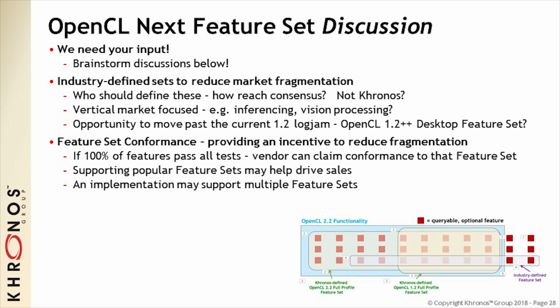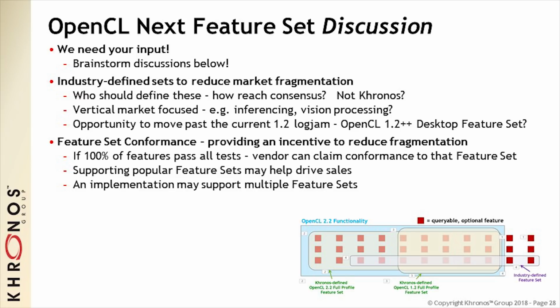We see there are some vertical opportunities. The ones that we're already thinking about are in the embedded space that I mentioned. Perhaps this is also a mechanism that we can use to get past the 1.2 logjam. If the desktop vendors were to come together and say, okay, we can all agree at least there's this 1.2++ set, let's make a feature set about that. That would actually raise the bar on the desktop for a set of functionality that would be reliably available from all of the desktop vendors. Perhaps that would be useful.